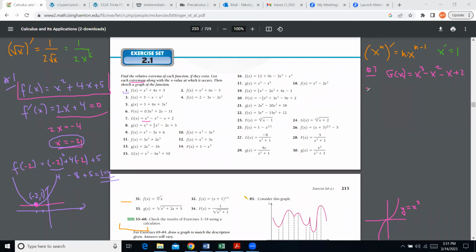So let me do the process. Derivative of function g: 3 is what I put on the ground and multiplied by x squared, right? Then the next term will give us minus 2 times x, and finally -1. This is my derivative.